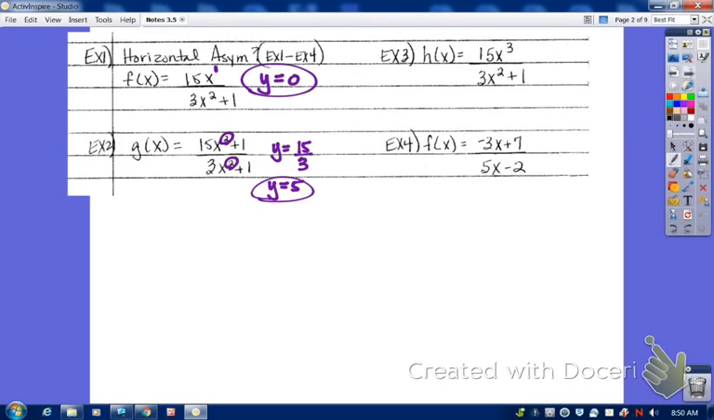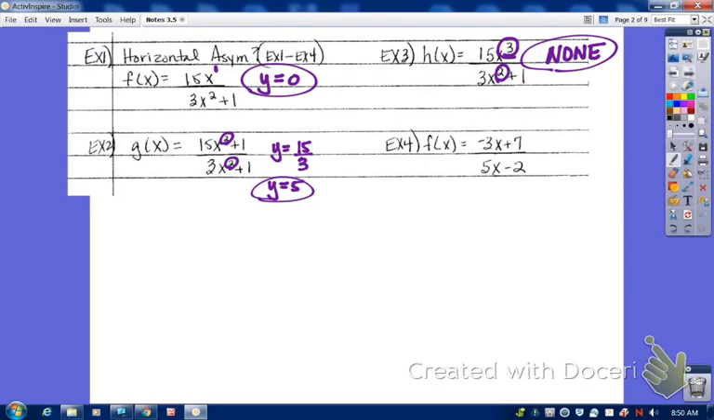Example 3, h of x is equal to 15x cubed divided by 3x squared plus 1. No horizontal asymptote, so I'm just going to write none. None because the top degree is 3 and the bottom degree is 2. That snowman would be crushed. It wouldn't work. If top is bigger than bottom, no horizontal asymptotes.